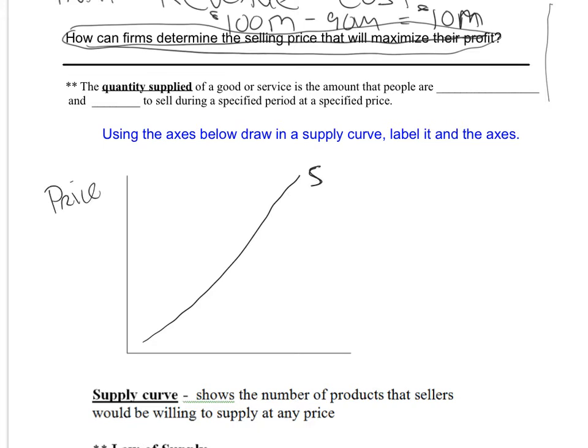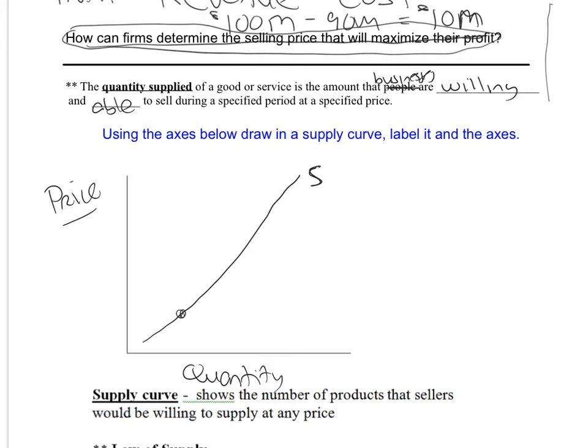We have price on the y-axis and quantity, in this case quantity supplied, on the x-axis. So what this is, it's the amount that the producers are willing and able to sell during a specific period at a different price. So once again, it is the business people, the suppliers. So businesses are willing and able to sell at this price.